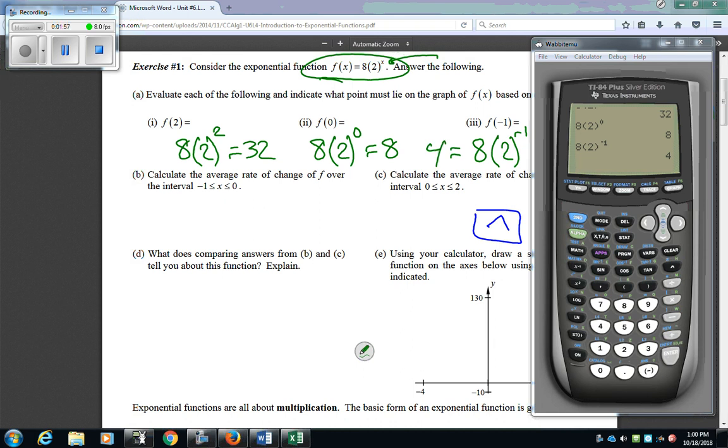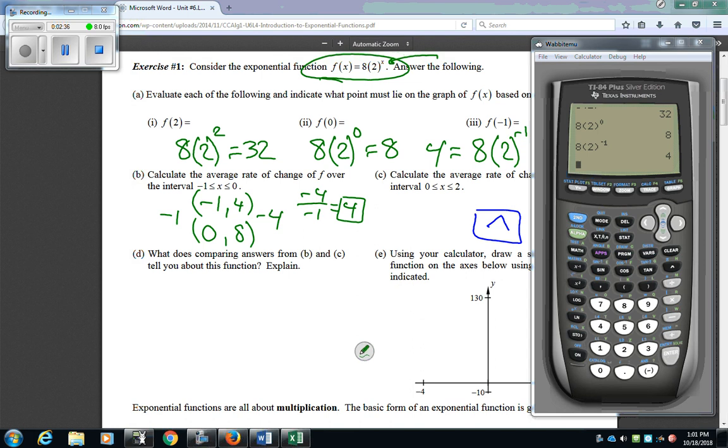Now they want us to do the rate of change from negative 1 to 0. We talked about rate of change a lot with linear functions, maybe touched on it a little bit with quadratics, but with exponentials we'll see this because the rate of change will help us determine what types of functions we have. So we got negative 1, 4 from our work above, and we got 0, 8. If I do top minus bottom, I get negative 4, and negative 1 minus 0 would be negative 1. So negative 4 divided by negative 1 is 4.